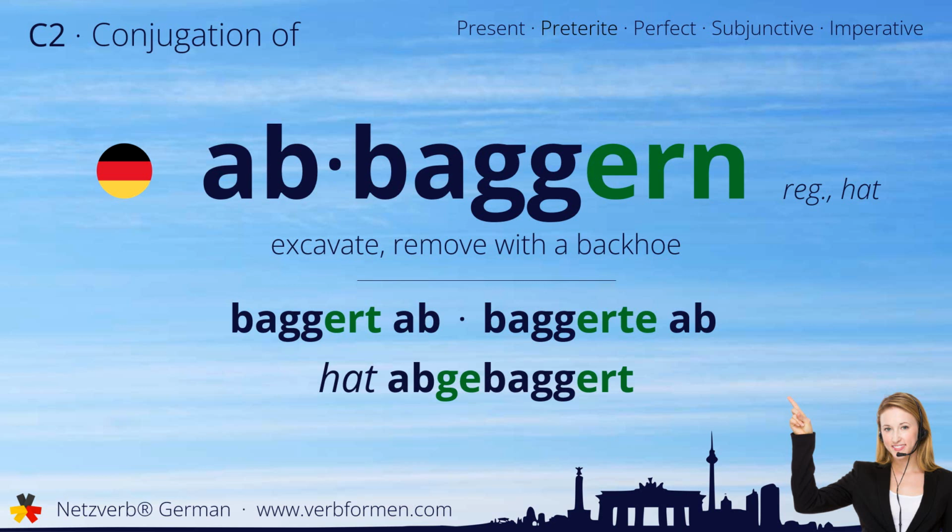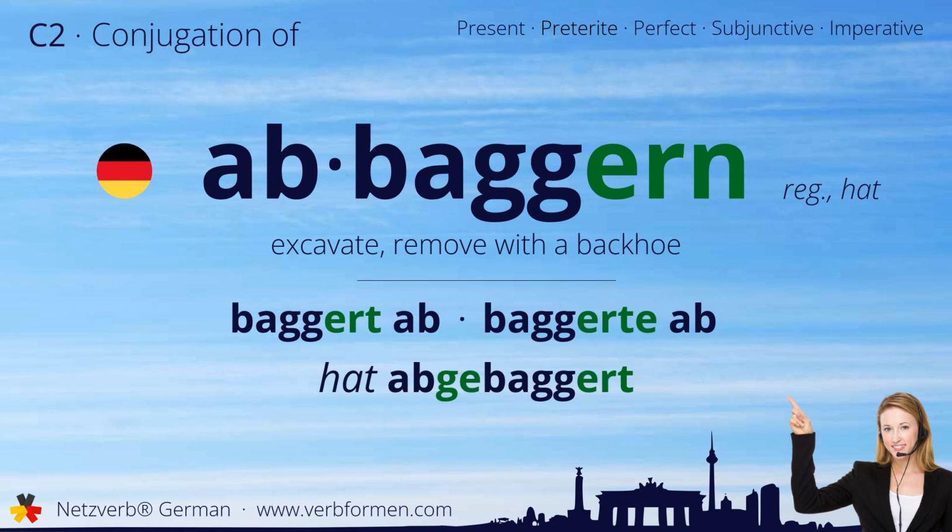Today we're going to learn how to conjugate the German verb abbaggern. Watch and listen to the forms carefully. Let's start with the stem forms. Baggert ab, baggerte ab, hat abgebaggert.